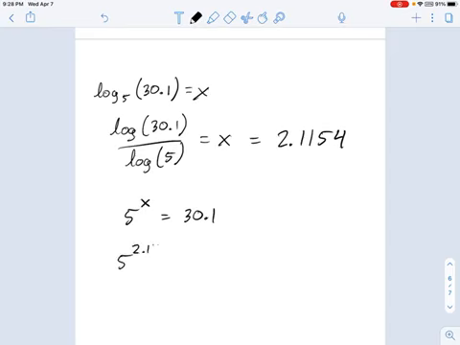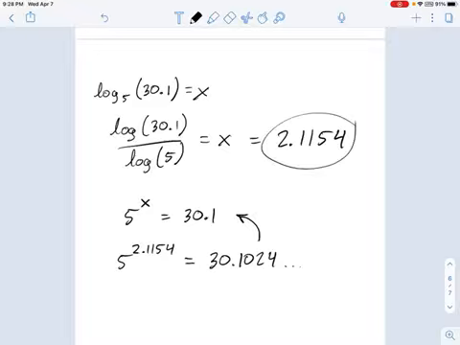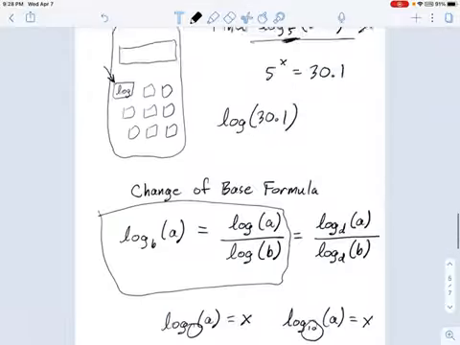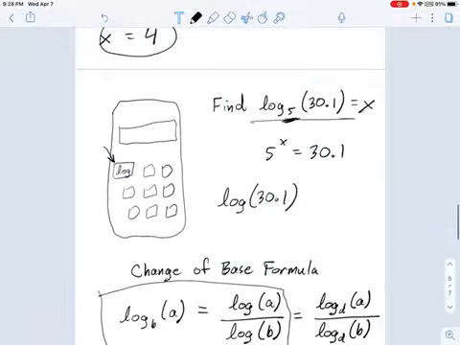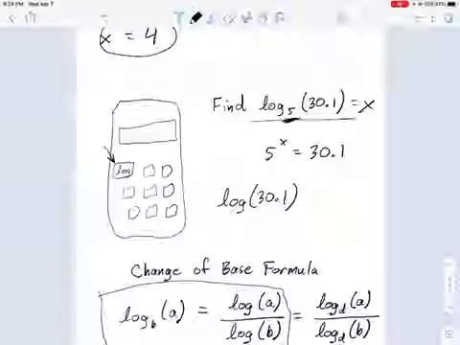So 5 to the 2.1154 equals, and if you plug that into your calculator, the calculator will tell you 30.1024, and so on. And you can see that's really close. The only reason it's not exactly correct is because I rounded this to only 5 decimals instead of 10 or 20 decimals. So this is how you do evaluations of logarithms using a calculator when they're ugly numbers, like log base 5 of 30.1 or whatever it is.